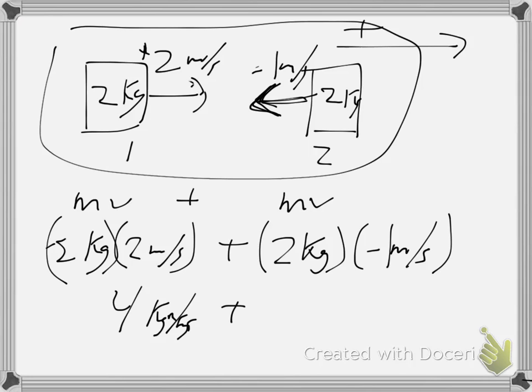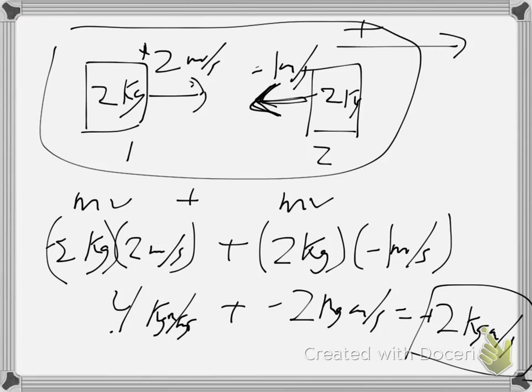And 2 times negative 1 will be minus 2, or negative 2 kilogram meters per second. So when you add 4 and negative 2 up, what you'll get is a positive 2 kilogram meters per second. So that says that after these two boxes collide, the total momentum of the system has to be this positive 2 kilogram meters per second. There can be any variation of masses and velocity between these two objects, but when you add them up, it has to be this positive 2 because that's what it was to begin with.